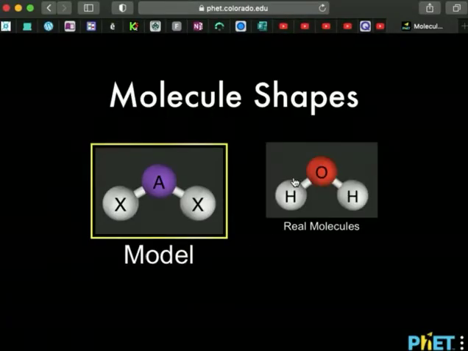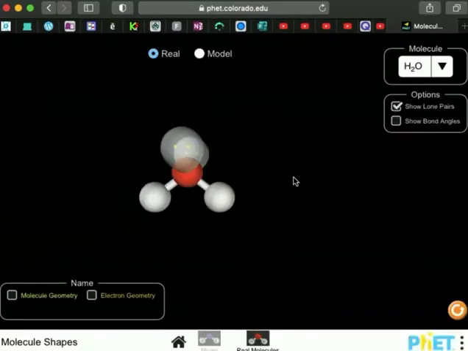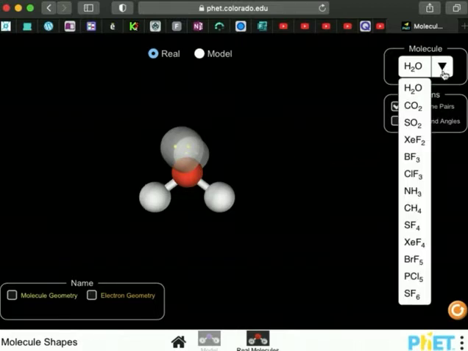So you're going to go and play with this PhET simulation. I have put it for you on Teams. We're going to start with, first, you are going to find out for me XEF2. You're going to find out the shape and the bond angle of this.